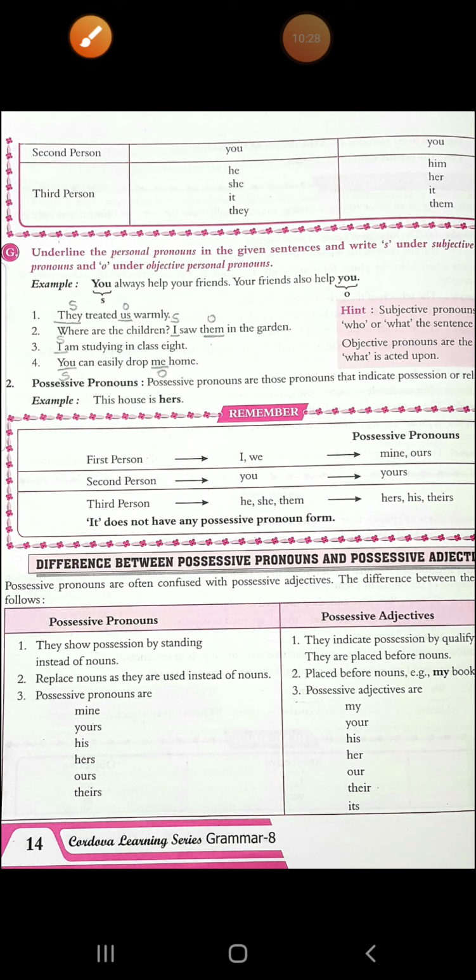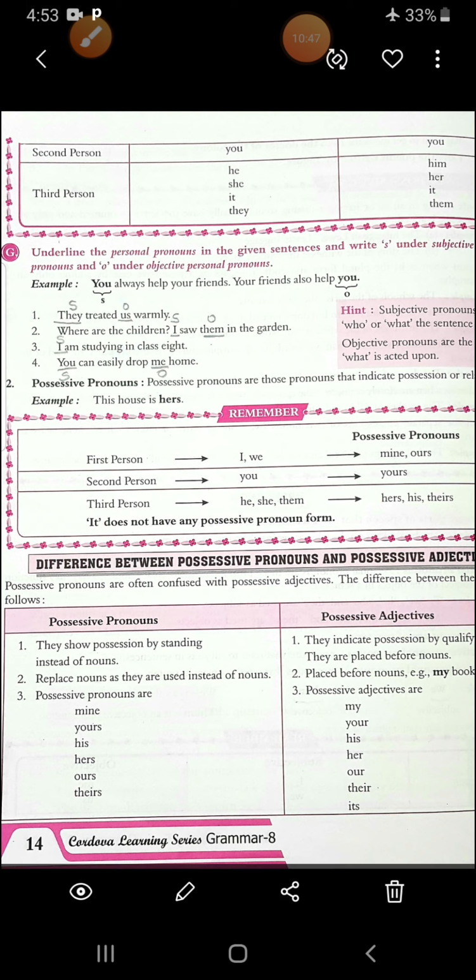Now see the next one, they treated us warmly. Let's find the pronouns. They and us are the pronouns. They is subject and it is third person, and us is what? It is a first person object. Second one, where are the children? I saw them in the garden. I, it's a subject, subjective pronoun.